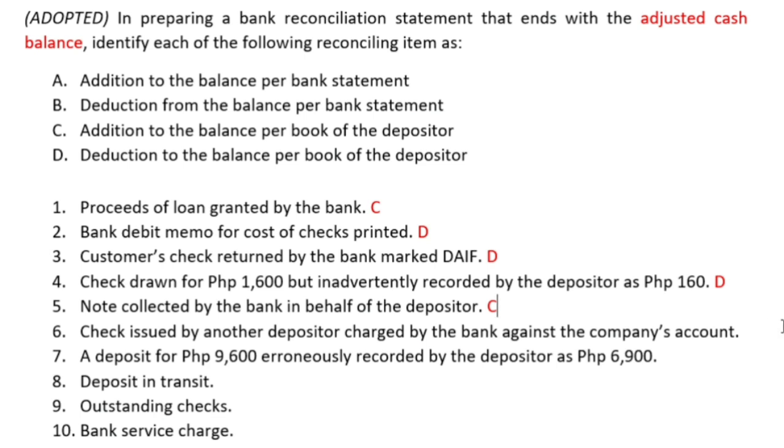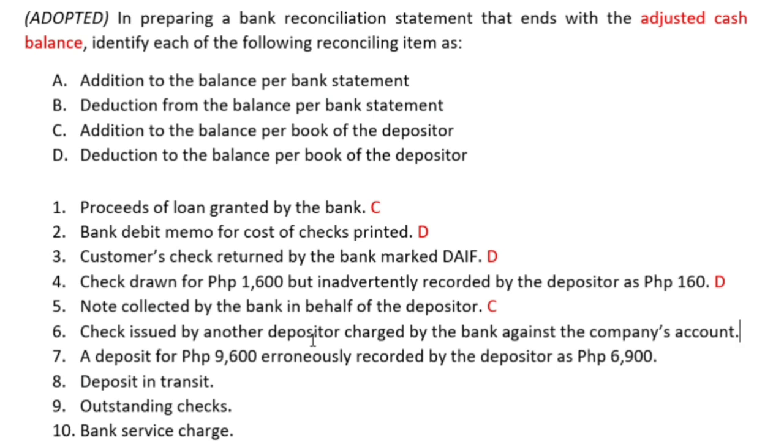Proceed naman tayo sa number 6. Check issued by another depositor charged by the bank against the company's account. Anong tawag natin dito? This is an error. Sino ang nagkamali? Yung book or your bank? Ang nagkamali dito ay yung bank. Sabi kasi dito, charged by the bank against the company's account. Para yun sa ibang depositor. O kunwari ang pangalan mo ay AAA. Pero ang pangalan ng isang depositor, AAB.